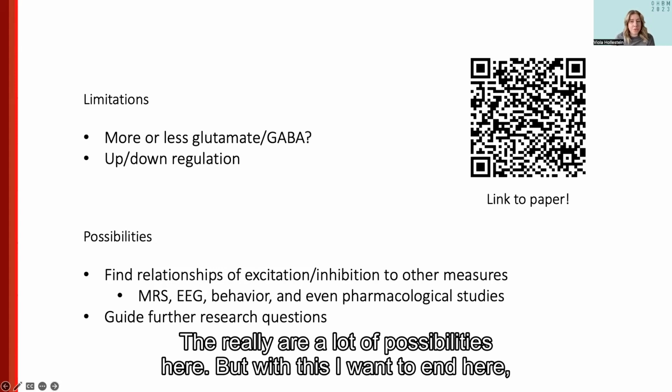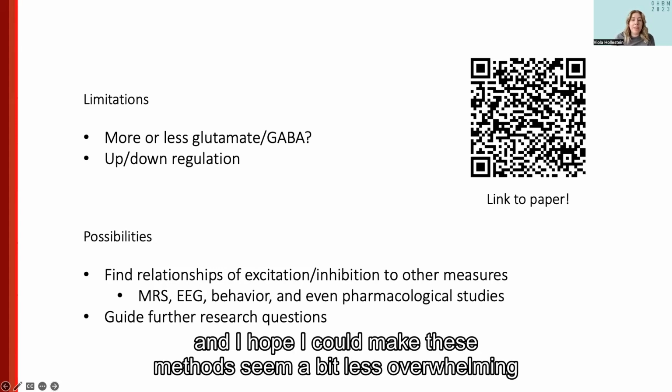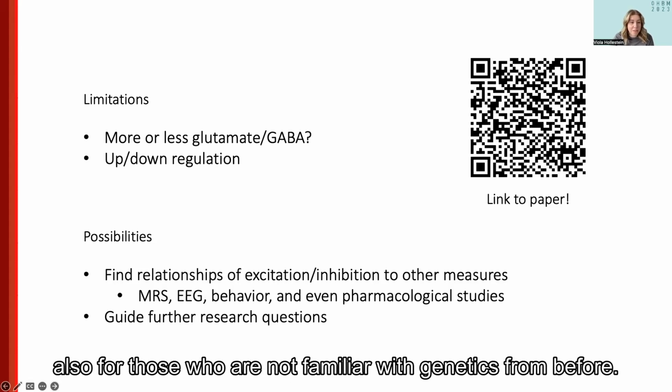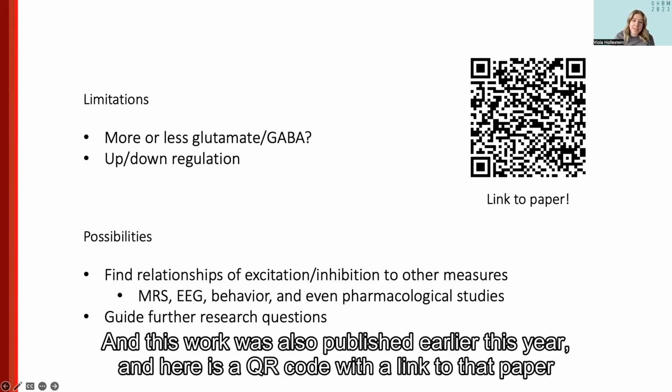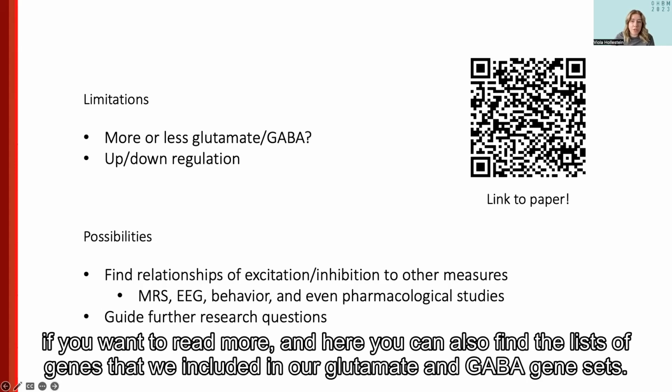But with this, I want to end here, and I hope I could make these methods seem a bit less overwhelming, also for those who are not familiar with genetics from before. And this work was also published earlier this year, and here is a QR code with a link to that paper if you want to read more. And here you can also find the lists of genes that we included in our glutamate and GABA gene sets.